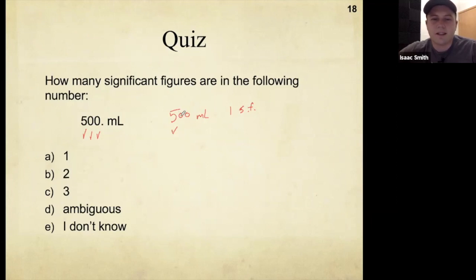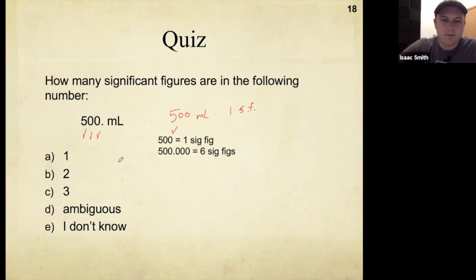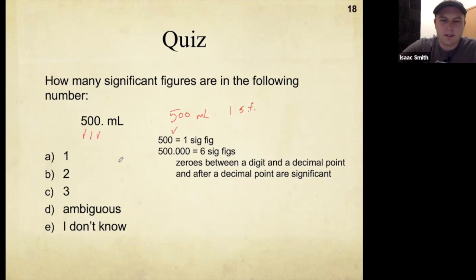That means that this digit you wouldn't really be certain about, right? So that's the reason that you would use a decimal, because by using a decimal, you tell people, okay, I'm confident we have 500 milliliters plus or minus like 1 or 2 because this is your estimated digit, right? Okay, so we should have 3. Let's see. Yep, 3 sig figs, okay.